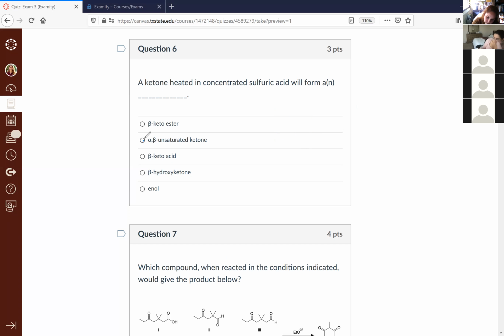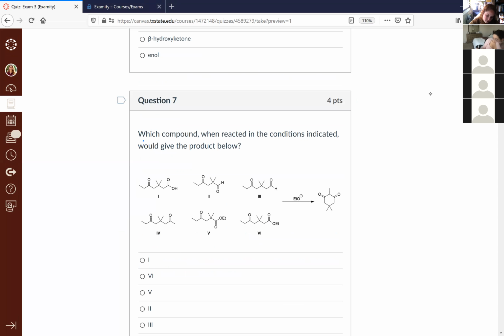Whoops, I didn't close my annotation yet. Okay, there we go.